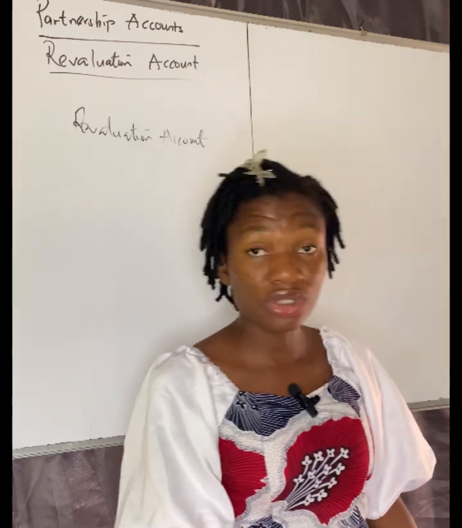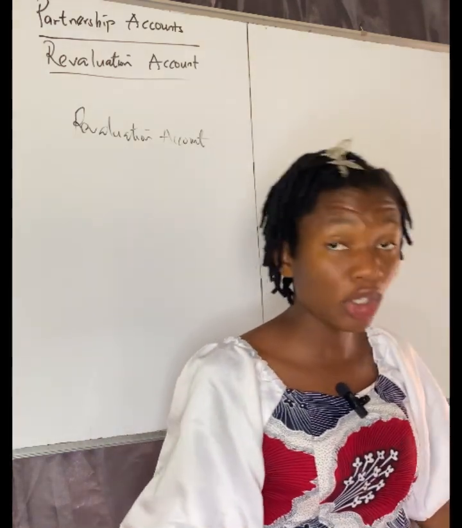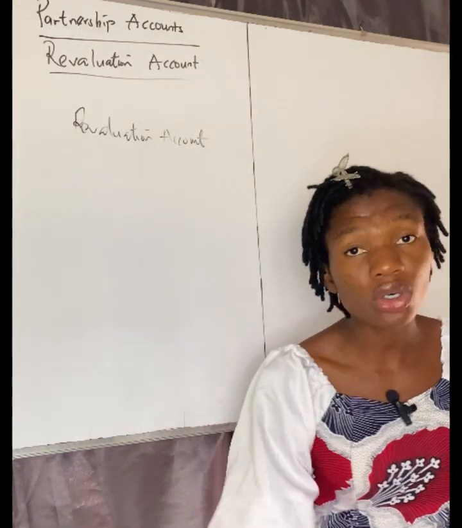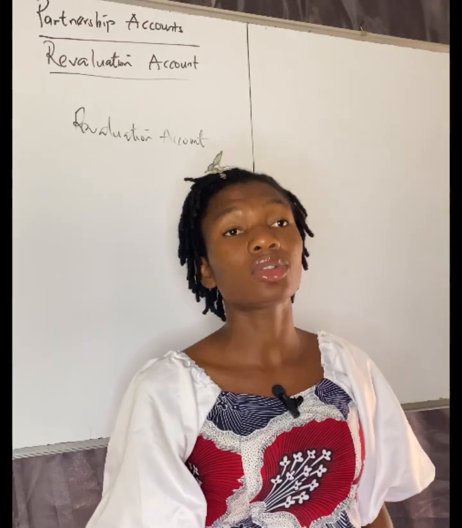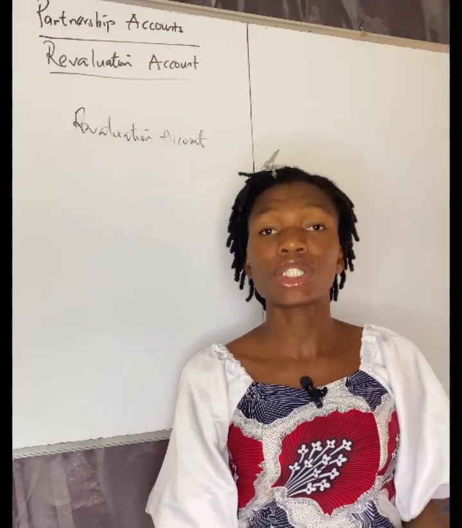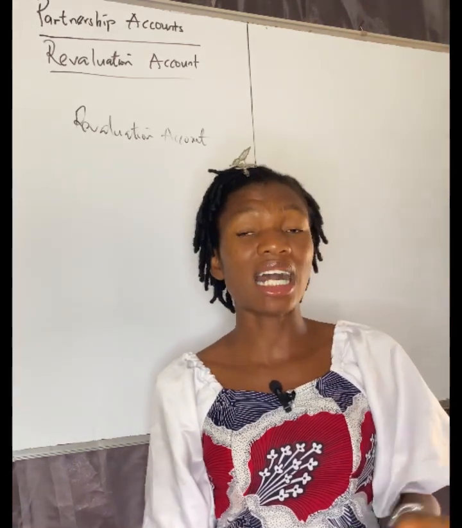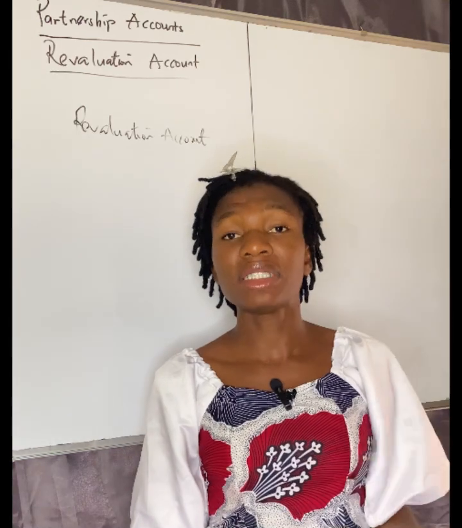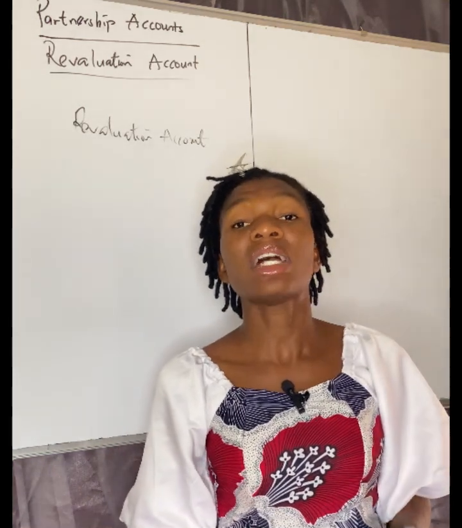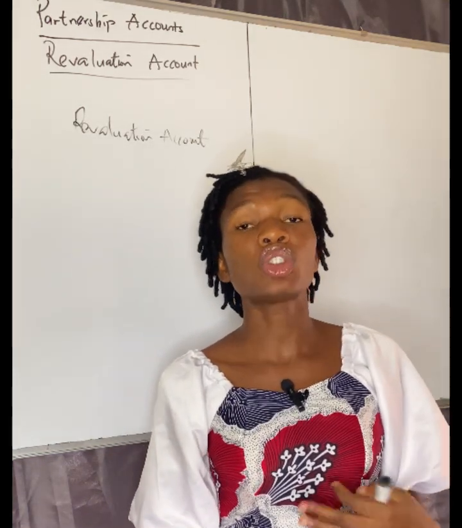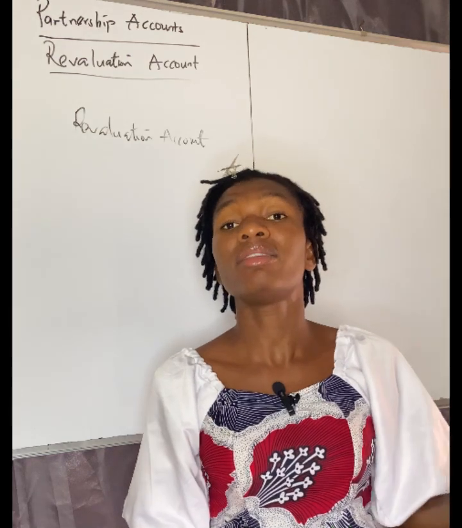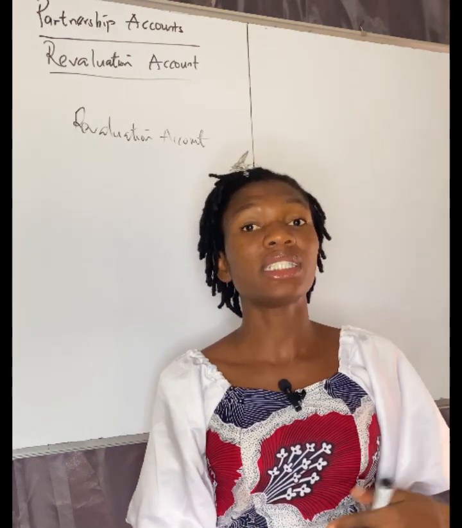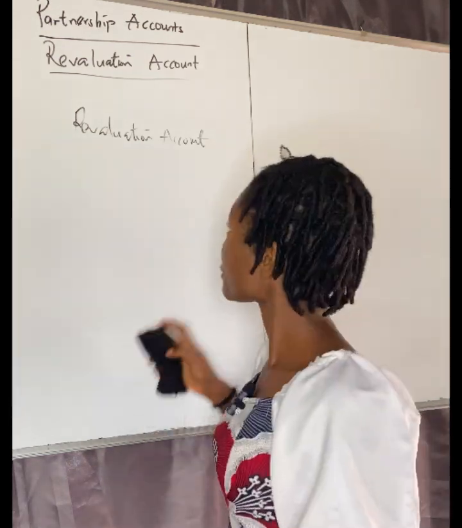So we're going to be using this information. Like I said, we're going to be opening an account called the revaluation account. For every increase in assets, we'll be crediting our revaluation account and debiting our asset account. And for every decrease in assets, we're going to be debiting the revaluation account, and then we'll be crediting the asset account.